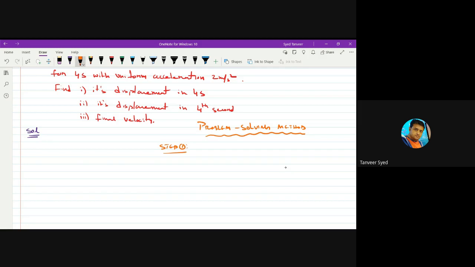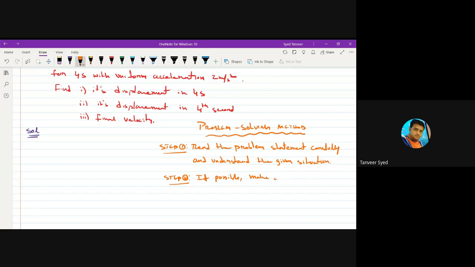Step 1. What is it? Read the problem statement carefully and understand the given situation. Step 2. If possible, make a figure.